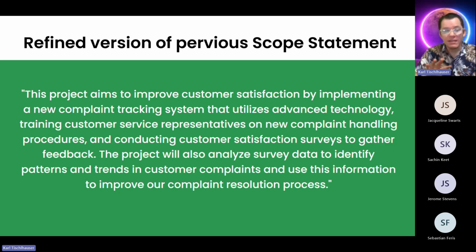Okay, so we can see that this is a little more refined, but it's not as clear as I think it could be. But it is a good example of how to take a bad scope statement and how to refine it, how to improve it, how to make it better. Okay, so I'm going to keep going.